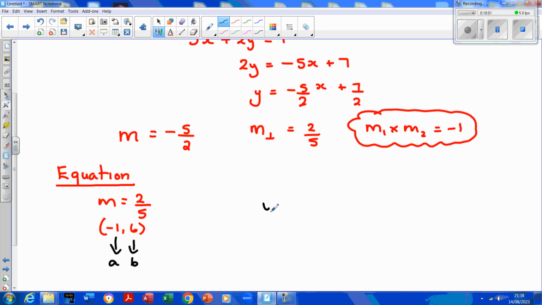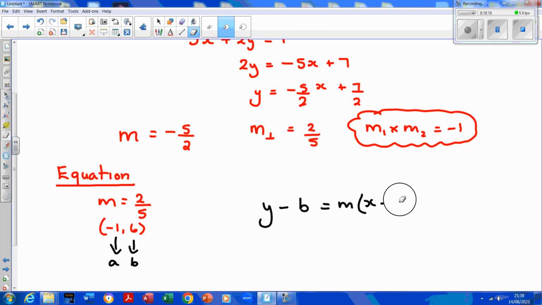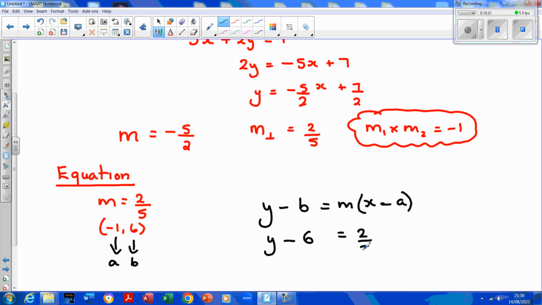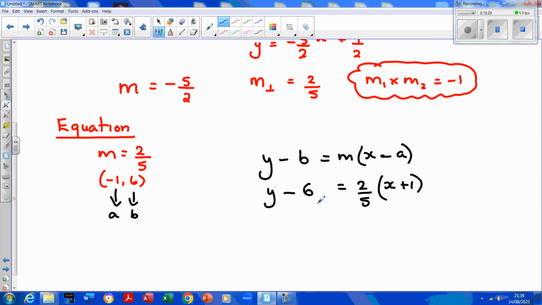And we've got y minus b is equal to m times x minus a. So y minus b is equal to m times x minus a. Right, so y minus b is y minus 6, and that's equal to 2/5 times x minus a. So it's x minus minus 1, so it's x plus 1. Now, I don't like fractional gradients, so I'm going to multiply it all by 5. So y times 5, 5y. 6 times 5 is 30. When I multiply all of that by 5, the 5 disappears at the bottom, and it gives me that.